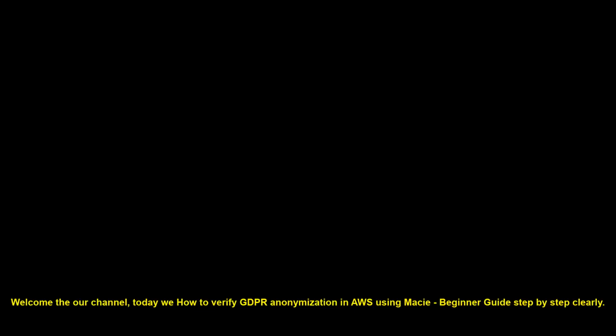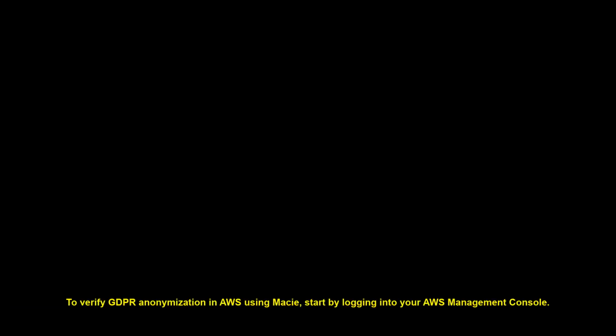Welcome to our channel. Today we show how to verify GDPR anonymization in AWS using Macie, a beginner guide step by step clearly. To verify GDPR anonymization in AWS using Macie, start by logging into your AWS Management Console.